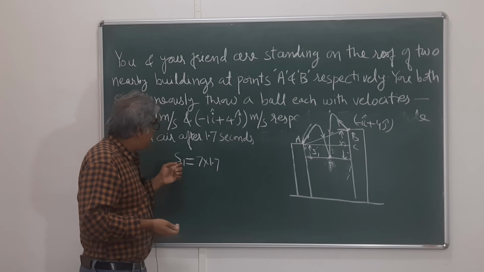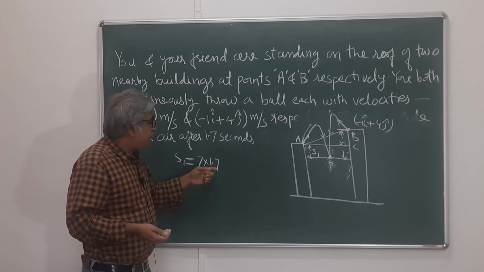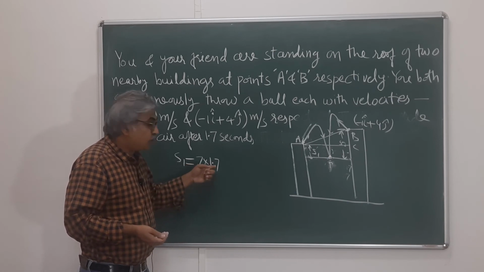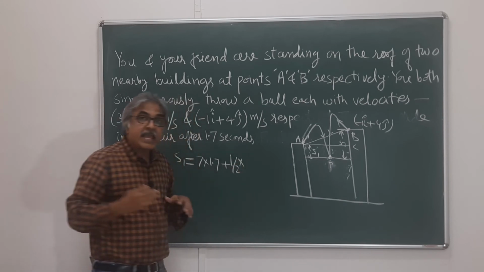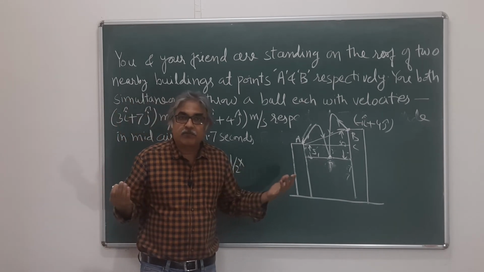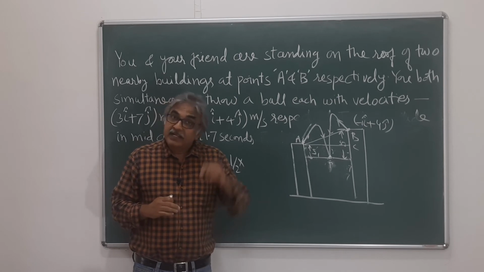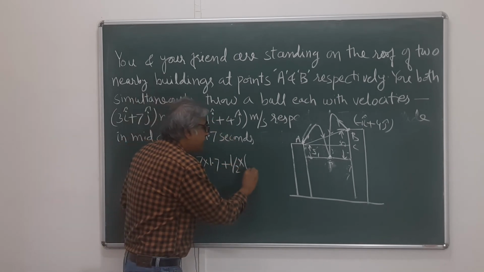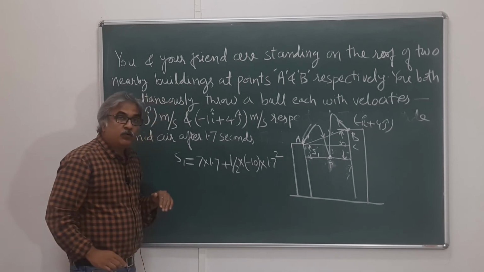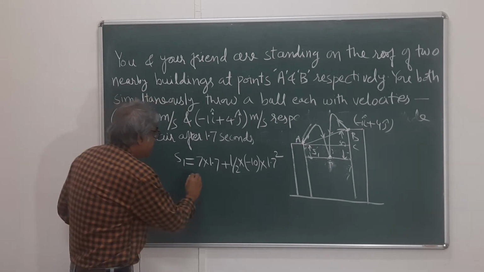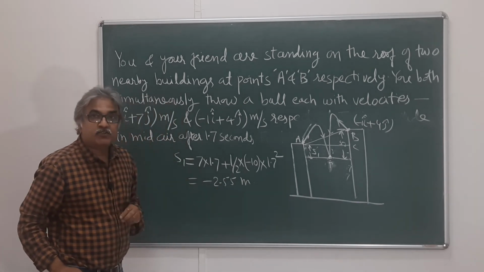So you would expect S1, this displacement, to be with a negative sign. So we will say 7 into 1.7, where 7 is the initial vertical velocity u and t is the time, plus half at square. Now what is a? It is the acceleration due to gravity, and in all the problems we have considered, g is equal to 10 meters per second square. And that's downward, so we will consider that with a negative sign. So this is half into 10 into 1.7 square. This will give you S1. Now this S1, I'll directly write, will be minus 2.55 meters.